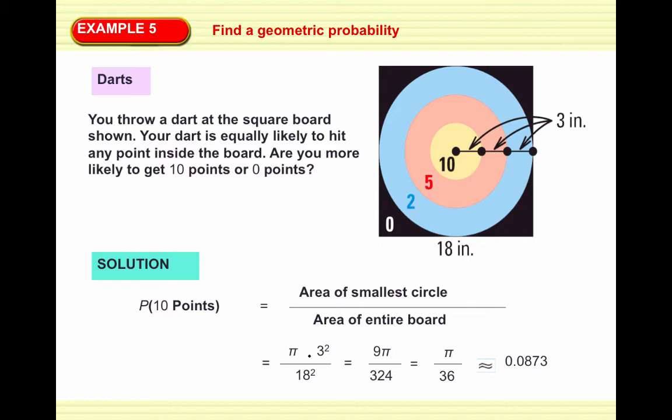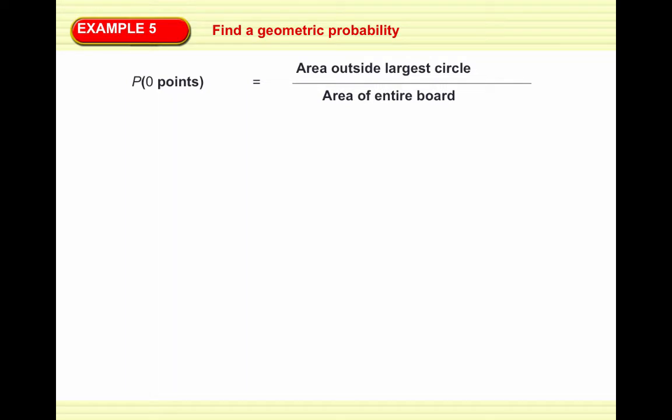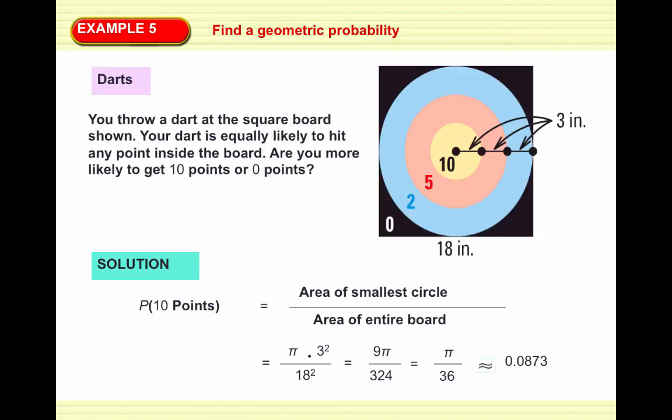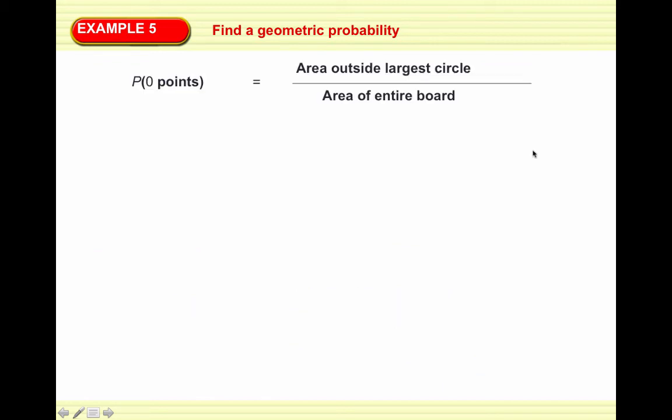So let's consider 0 points. For 0 points, it's the area outside the largest circle divided by the area of the entire board. Well, we've already figured the area of the entire board is 18 squared. The area outside the largest circle is going to be the area of the whole square minus the area of the largest circle. The largest circle has a radius of 3 plus 3 plus 3, so 9. So we'll have 18 squared minus 9 squared times pi, all over 18 squared. So we get 324 minus 81 pi over 324. That happens to reduce to (4 minus pi) over 4.